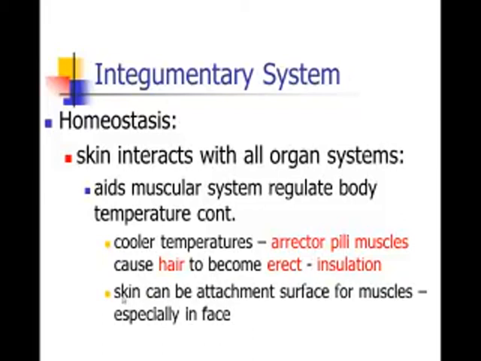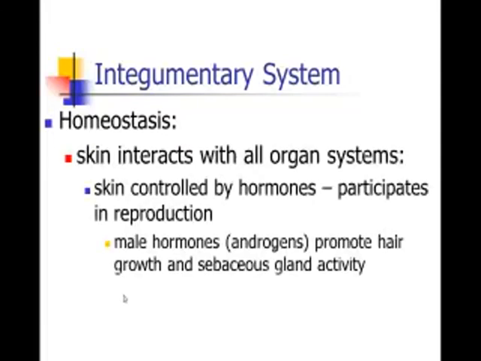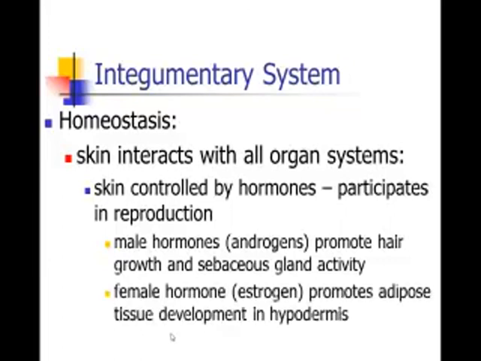Skin can be an attachment for muscles, especially facial muscles. So your facial expression is affected by muscle contractions. The skin has effects on it because of hormones. Male hormones, androgens, promote hair growth and sebaceous gland activity. Female hormones promote adipose tissue development in the hypodermis. So women generally have smoother skin.